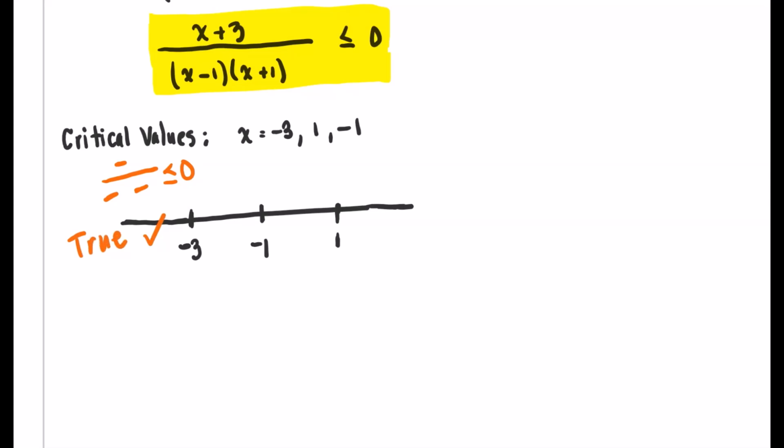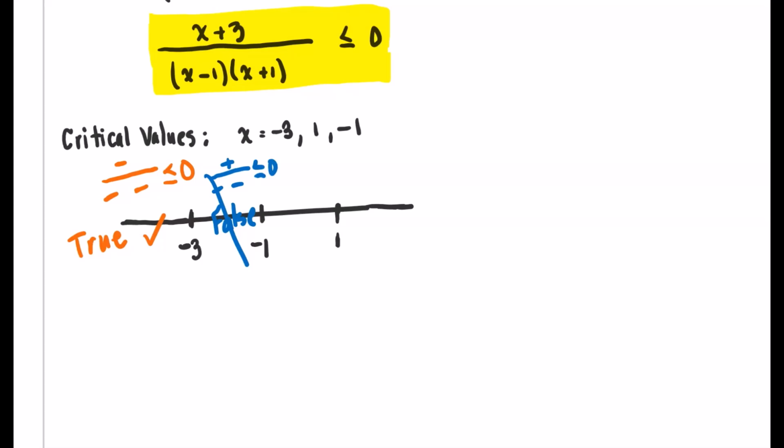All right, next one, I'm going to choose -2. So notice, again, this time I would get a positive in the numerator, and then I would get a negative times a negative. Well, is a positive divided by a positive less than or equal to 0? And of course that's false. So that means that this interval is not going to give us any solutions.